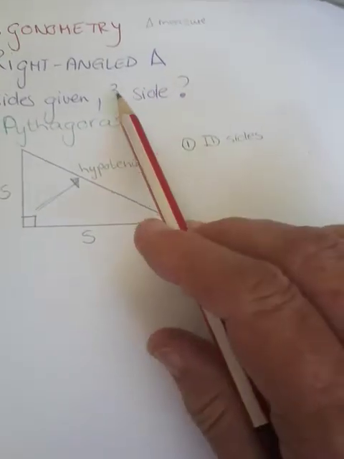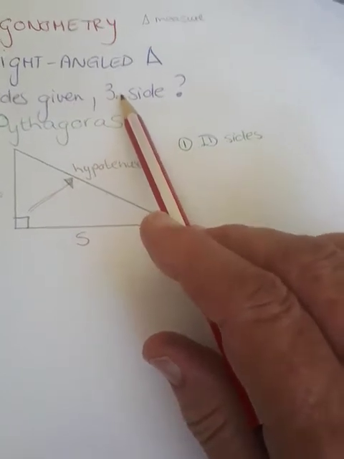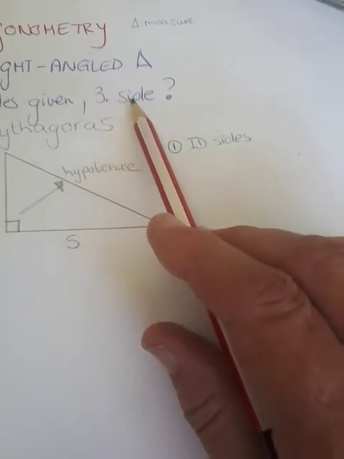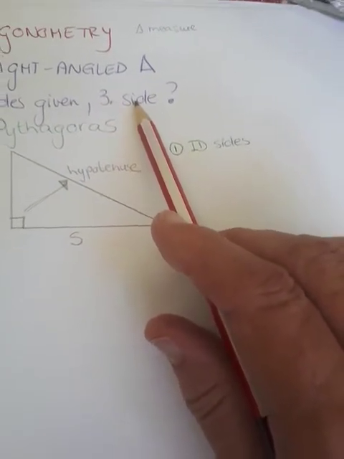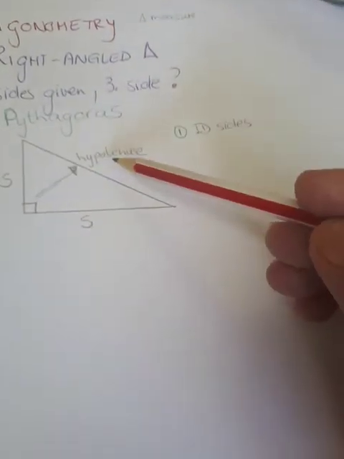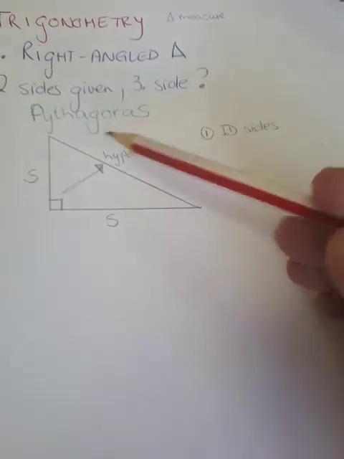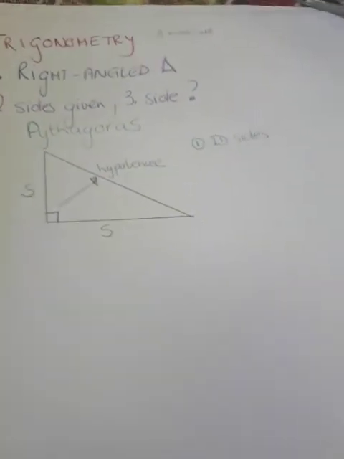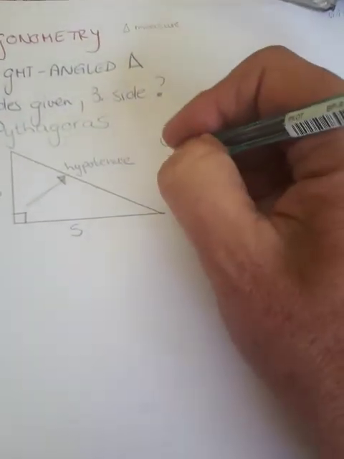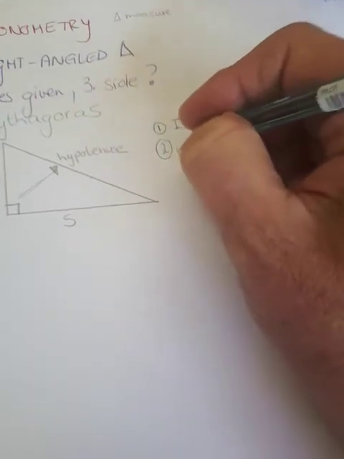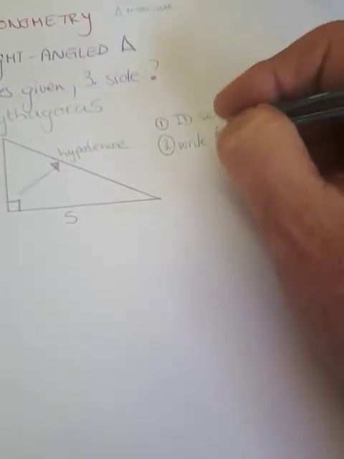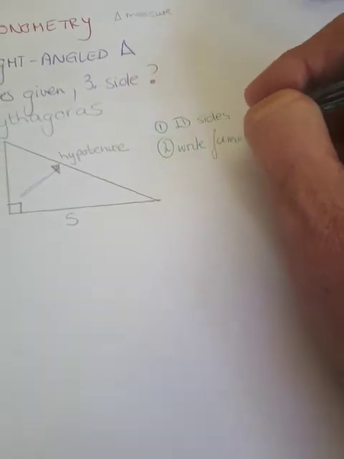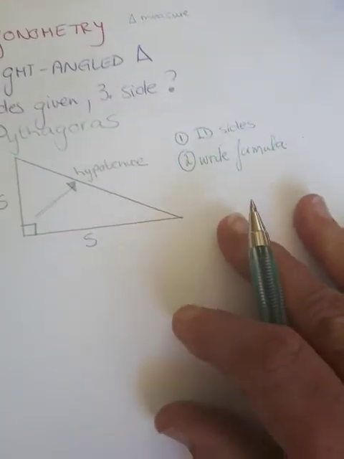Now, if we are talking about side lengths only, then we are identifying the hypotenuse and the two shorter sides. Okay, then we're going to get to Pythagoras. Okay, we're going to write down our formula. Right, step 2. But what is the formula for Pythagoras?